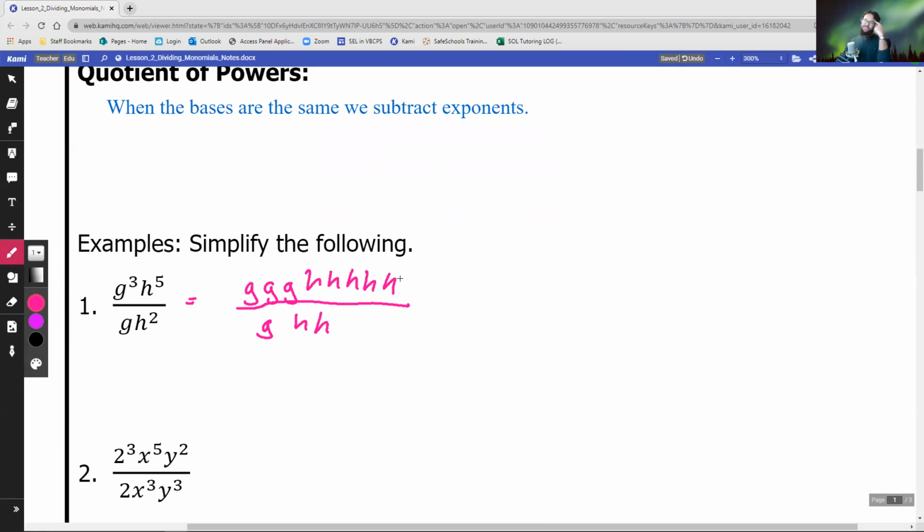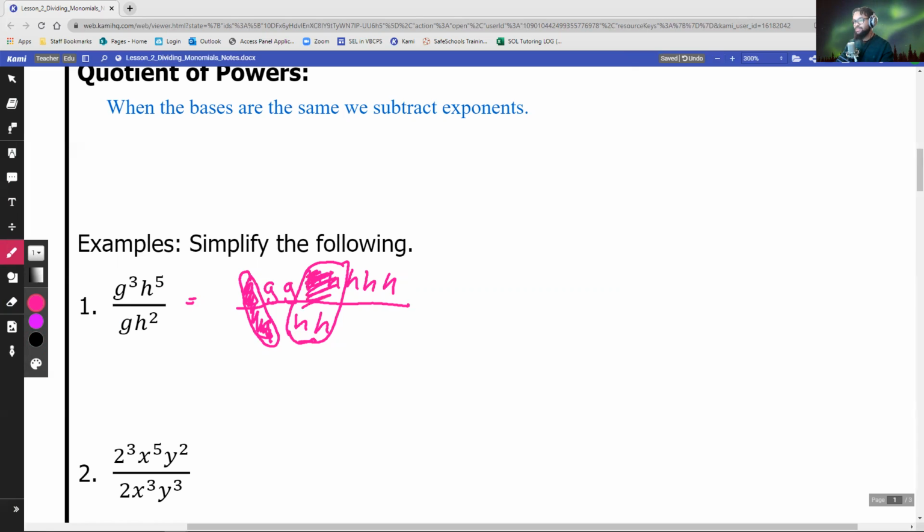Now, using what I know about division properties, anything over itself, even if it's a variable, if I divide something by itself, I still get 1. So what I have here is this g being divided by this g, and these divide out to be 1. So we can pretty much ignore those. And then I have these two h's dividing out with the two h's on the top. We could do one h at a time and then another h at a time, but doing 2 at a time is still the same. H times h divided by h times h, we still end up with 1 for our h's.